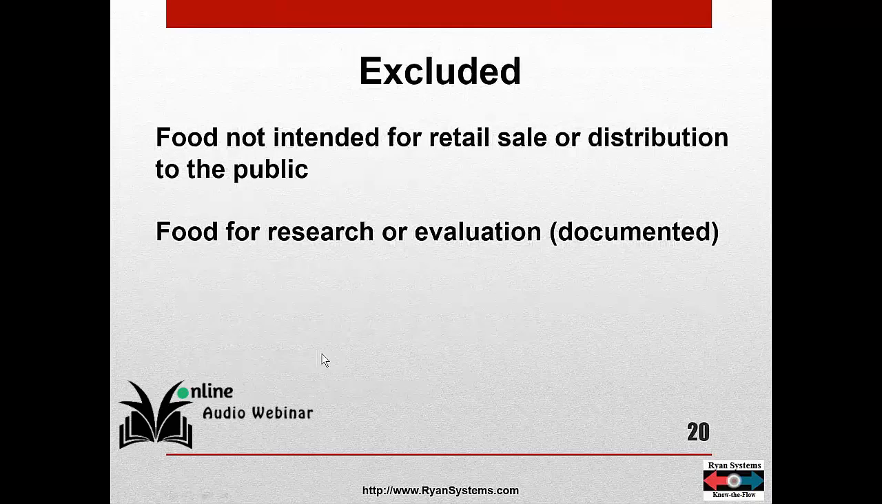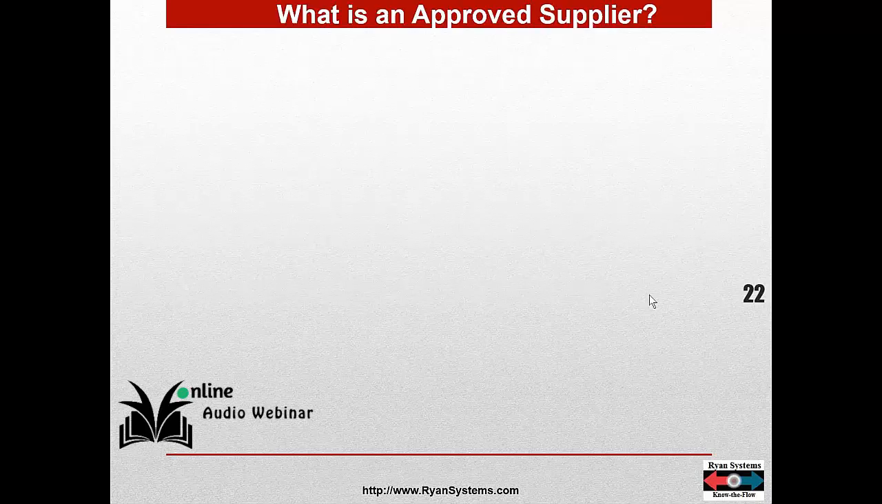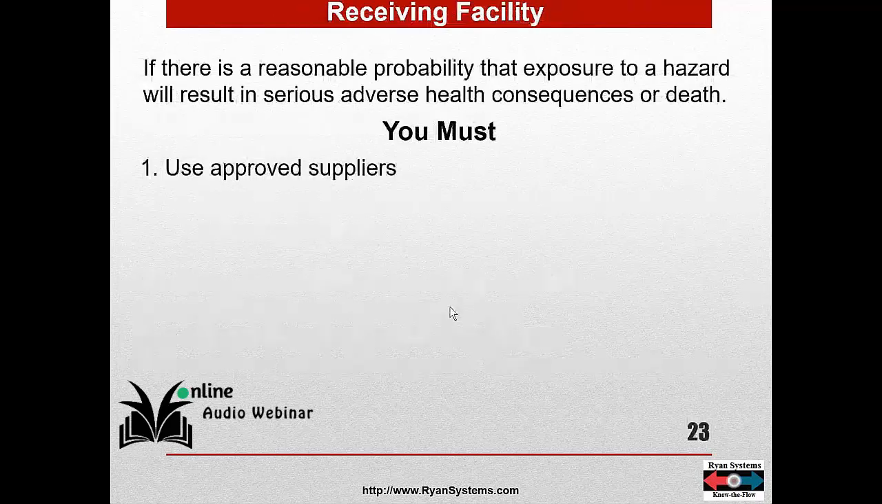Some companies are excluded from these rules. Any food not intended for sale or distribution to the public, or used for research or evaluation, is excluded. You have to make sure that verification activities are conducted. So what's an approved supplier? They follow good food safety, storage, and transportation practices. All those things mean that you must use approved suppliers.